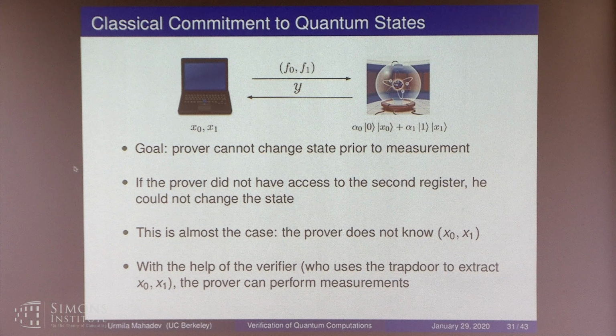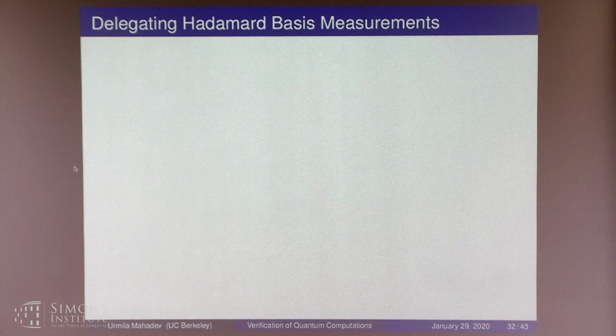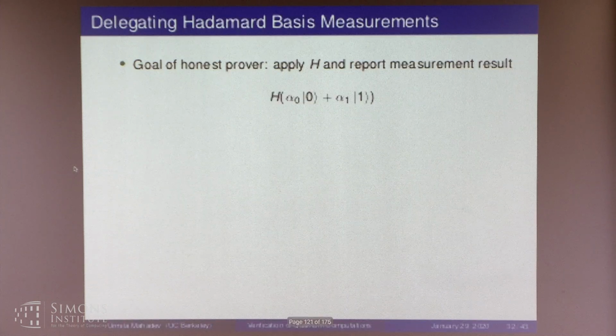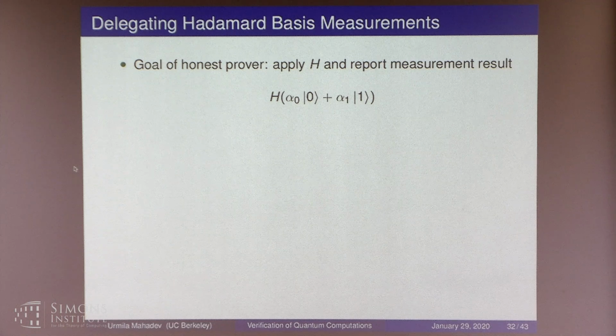So, now I'll focus on this last bullet point of how the verifier can help the prover perform measurements. And I'm going to focus on the Hadamard basis measurement. Now, the honest prover has a single qubit quantum state, and his goal is to just apply the Hadamard to his state and measure. So he has a single qubit state that he wants to commit to, and eventually he's going to want to do a Hadamard measurement and report.